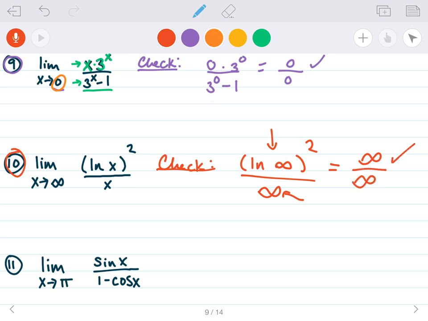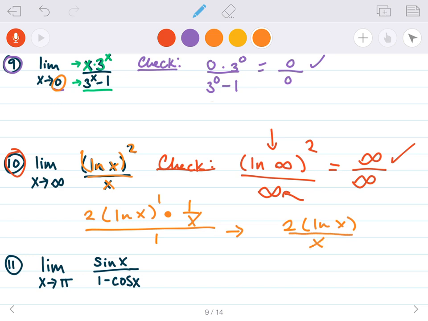So L'Hopital's rule says we need to take the derivative of the numerator and the denominator. What's the derivative of ln x squared? Well, we need to use the chain rule because we have a function within a function. Our outer function is x squared, so for the derivative of the outer, we just bring that 2 to the front. 2 minus 1 is 1, so that's the derivative of the outer, times the derivative of the inner function. The derivative of ln of x is just 1 over x, and then divided by the derivative of x, which is just 1. Now let's clean this thing up. If I clean it up, I just get 2 times ln x over x. That's basically everything simplified as much as I can do.